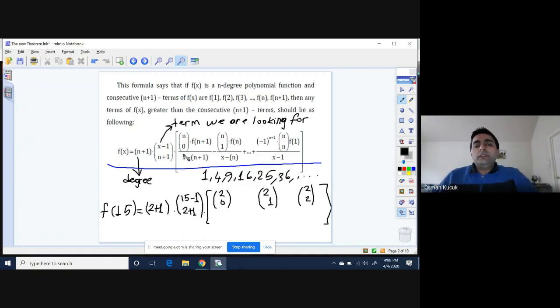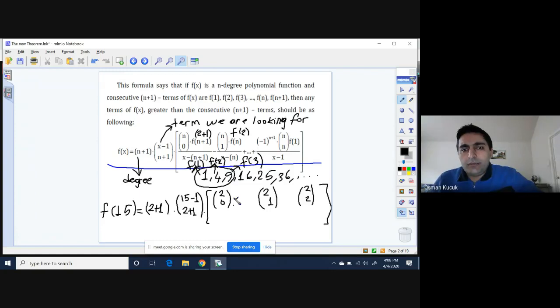Then we need to multiply 2 combinations of 0 by f of 3, because we need to substitute 2 for n. 2 plus 1 is equal to 3. So f of 3, that's going to be f of 2, and the last one will be f of 1, because we need to use the first 3 terms of the sequence. 1 is f of 1, 4 is f of 2, and 9 is f of 3. So multiply 2 combinations of 0 by 9.